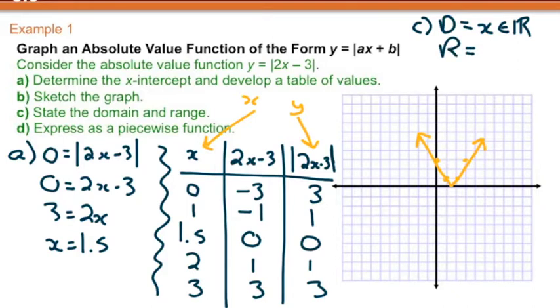The range, however, absolute value functions never go below the x-axis, they always just go above. So for the range, y is greater than or equal to 0.